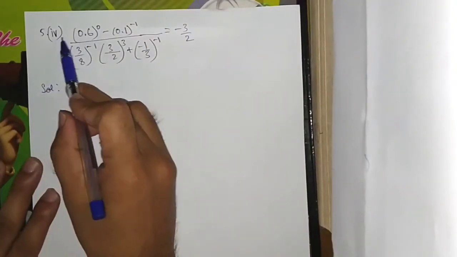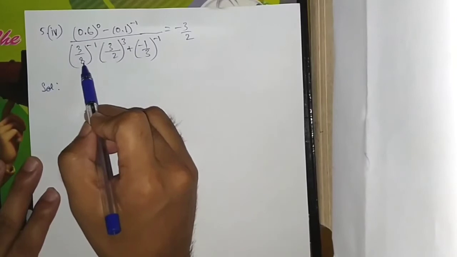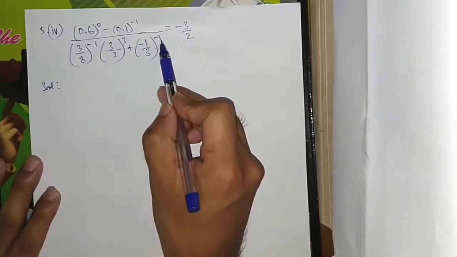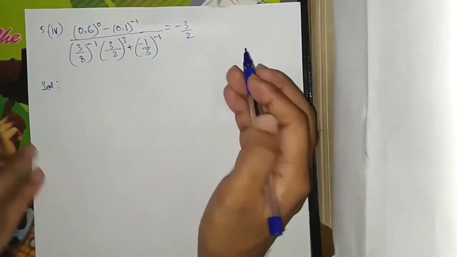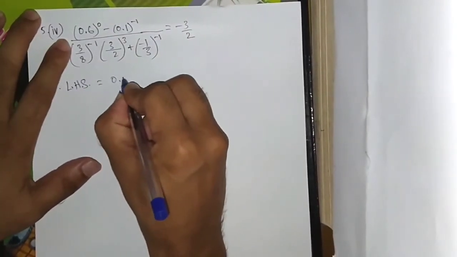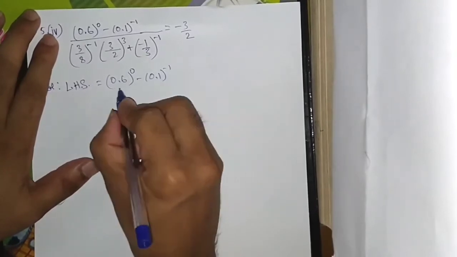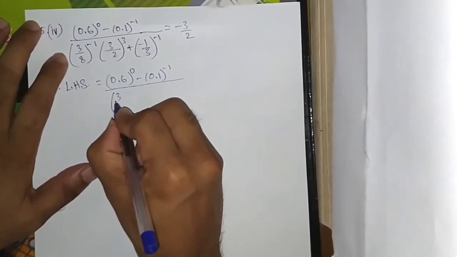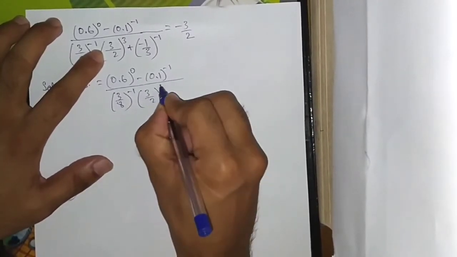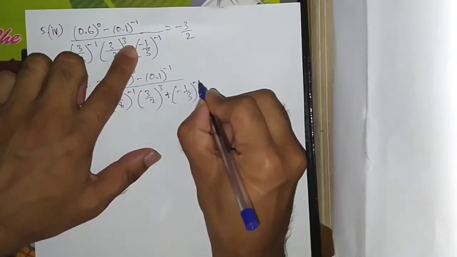Number 5, sub number 4: 0.6 to the power 0 minus 0.1 to the power minus 1, divided by 3 by 8 to the power minus 1 into 3 by 2 whole cube, plus minus 1 by 3 to the power minus 1, is equal to minus 3 by 2. Left hand side is equal to 0.6 to the power 0 minus 0.1 to the power minus 1, divided by 3 by 8 to the power minus 1 into 3 by 2 whole cube, plus minus 1 by 3 to the power minus 1.